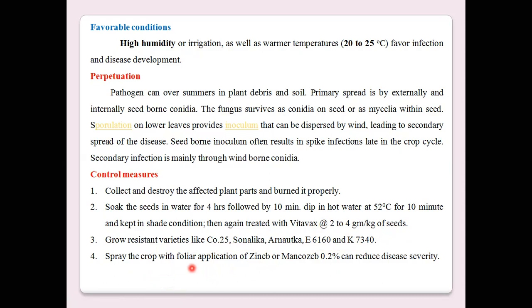If these brownish spots may be seen on the leaf or airhead portion, means on the surface of the glume, then immediately spray the wheat crop with foliar fungicides, that is Zineb or Mancozeb at the rate of 0.2%. So you can reduce the disease incidence on the wheat crop by applying this fungicide. 2 or 3 sprays should be followed over these crops during the wheat cycle.